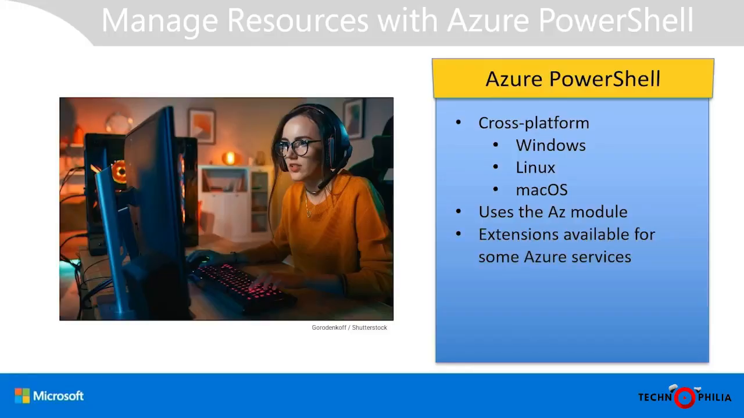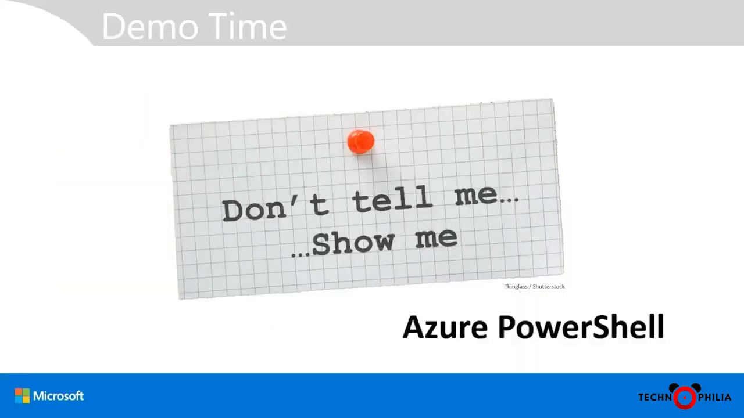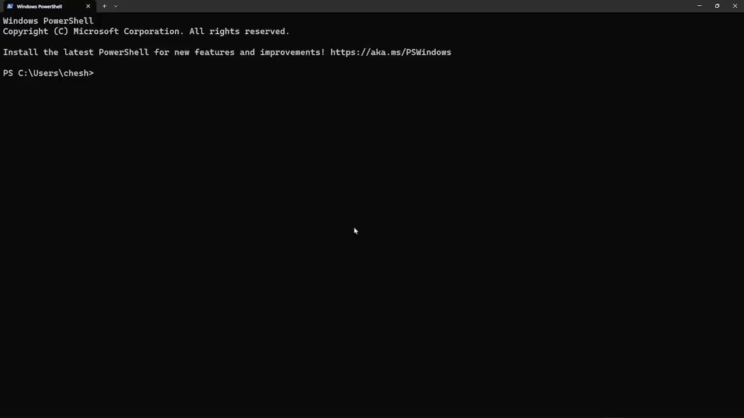Out of the different command line tools that you can use, Azure PowerShell is a great choice if you're already familiar with PowerShell. So let's have a look at Azure PowerShell and how you can use it to investigate your resources and create Azure resources. So this is PowerShell running on Windows. And I've already installed the Az module. If you don't have the Az module installed, you can do a search on the internet for installing the Az module. It'll give you exactly the command that you need to run in PowerShell to install that module.